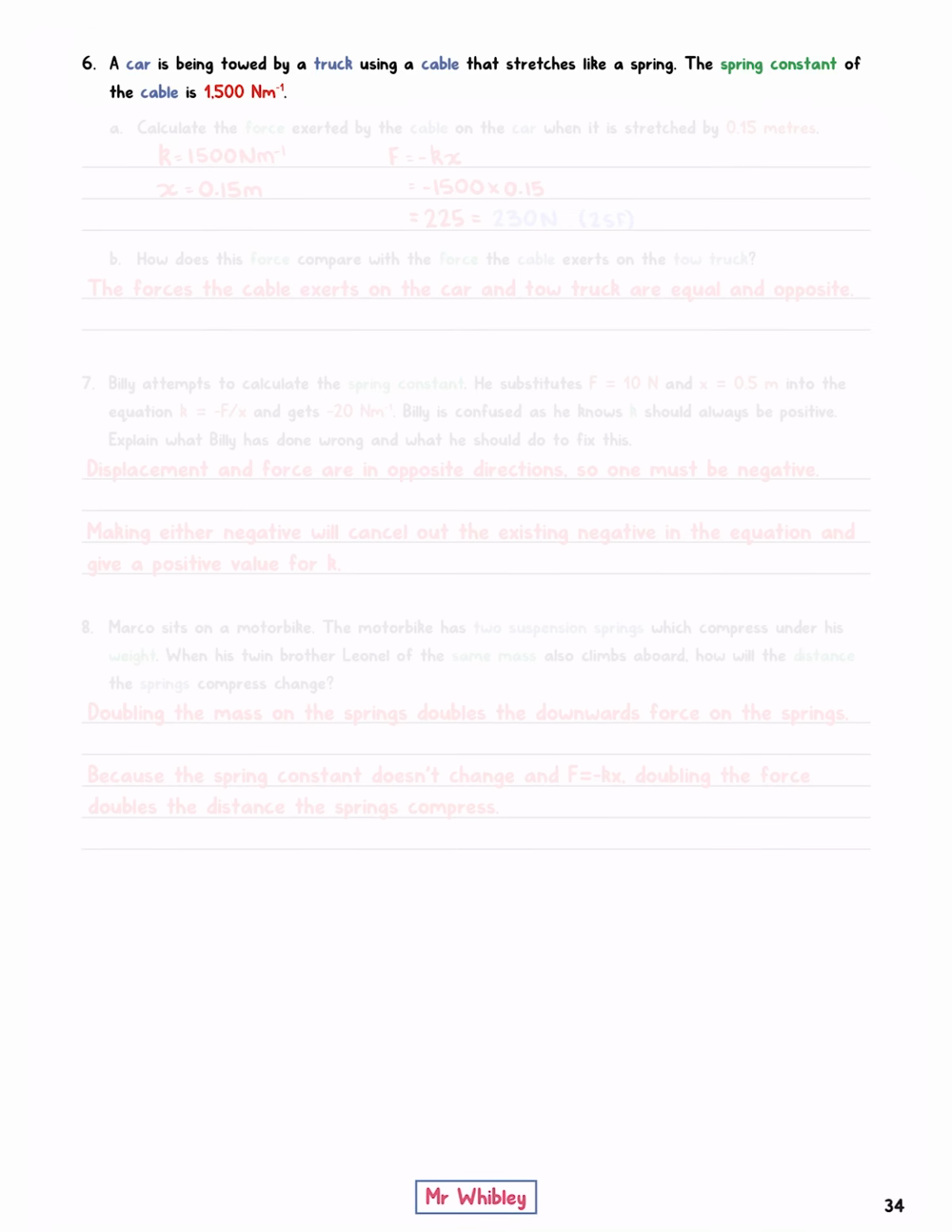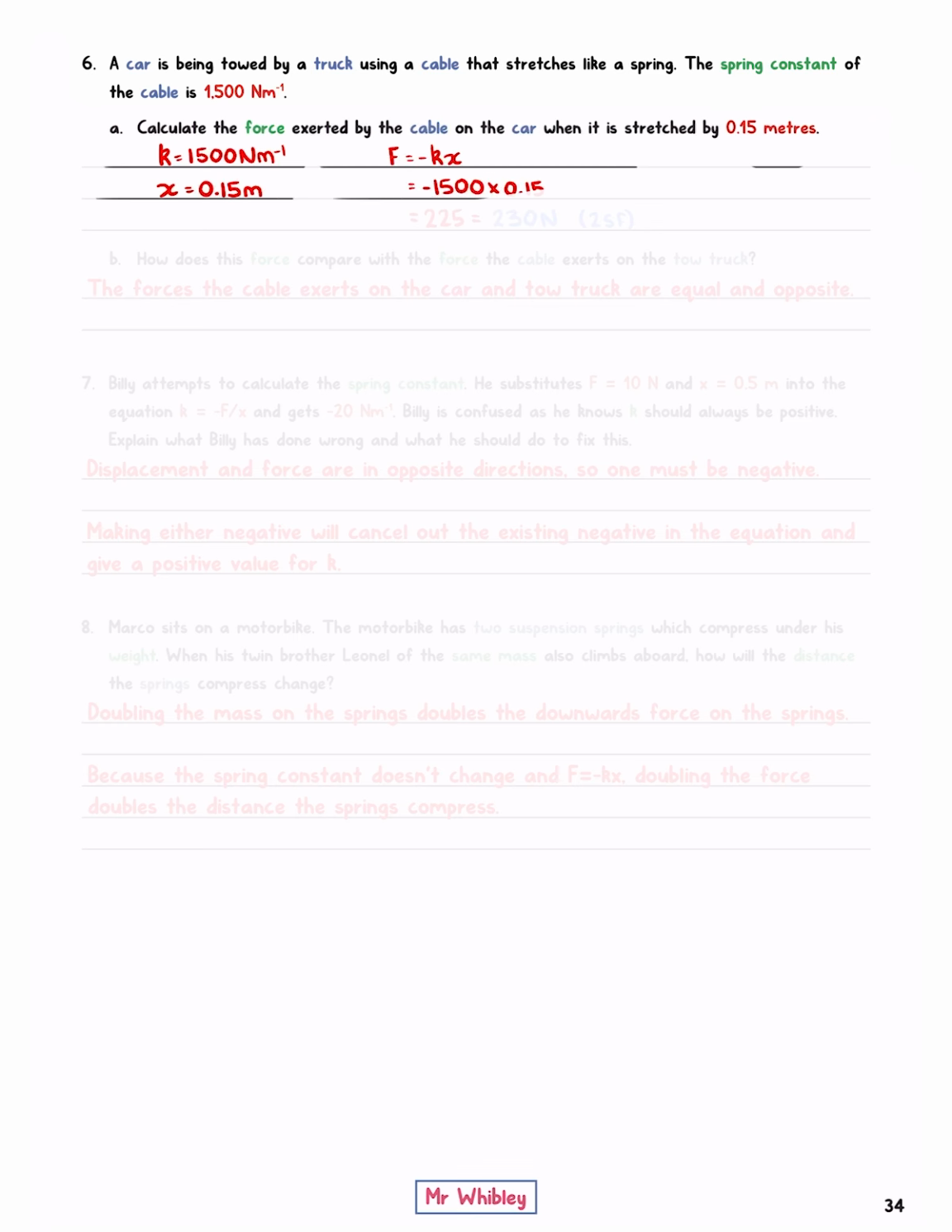Question 6. A car is being towed by a truck using a cable that stretches like a spring. The spring constant of the cable is 1500 newtons per meter. Calculate the force exerted by the cable on the car when it is stretched by 0.15 meters. We know our spring constant, we know our x, we know Hooke's law. Putting our numbers in gives me 225, or 230 newtons to two significant figures.